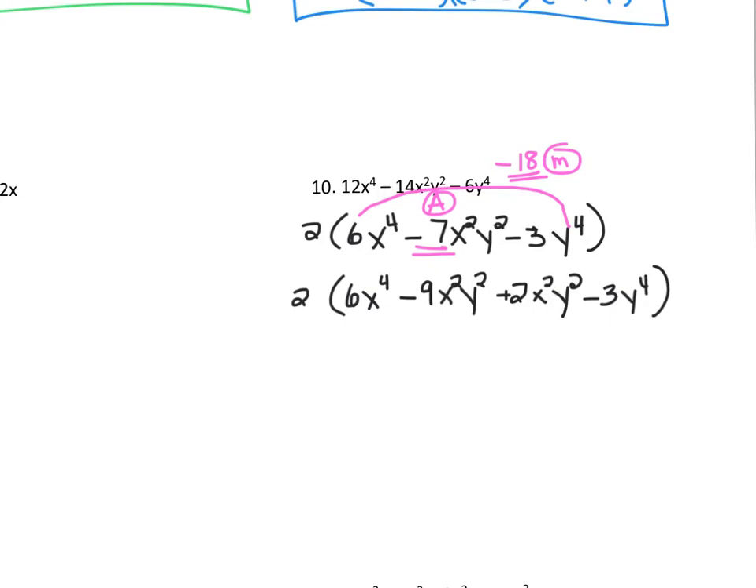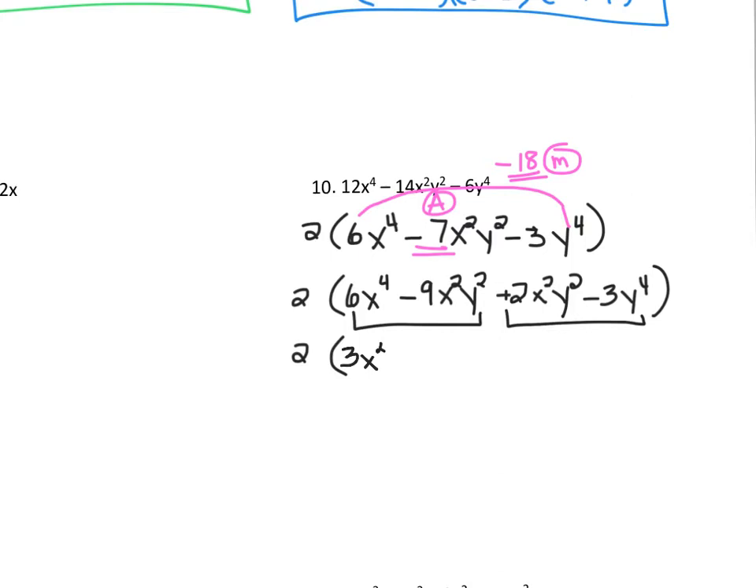All right, anyway, I'm going to bring down the 2. And from here, I'm going to group together the first two terms and group together the last two terms. Out of the first two terms, I could pull out a 3 as well as an x squared. So 3x squared.